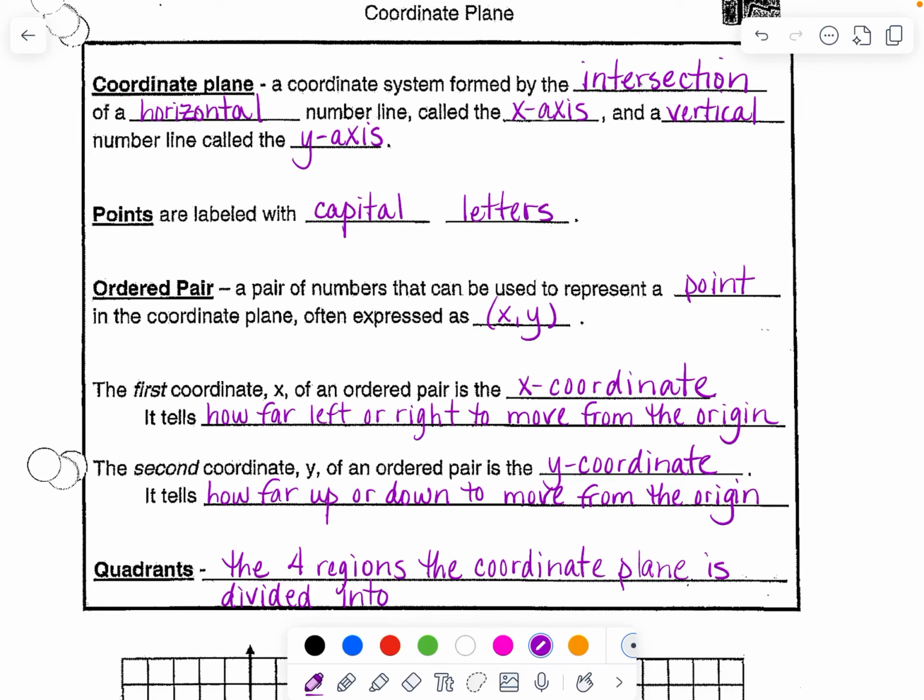In Chapter 8, we're going to start doing some work in the coordinate plane. So in Section 8.1, we're going to introduce you to the coordinate plane. The coordinate plane is basically a system formed by the intersection of a horizontal number line called the x-axis and a vertical number line called the y-axis.